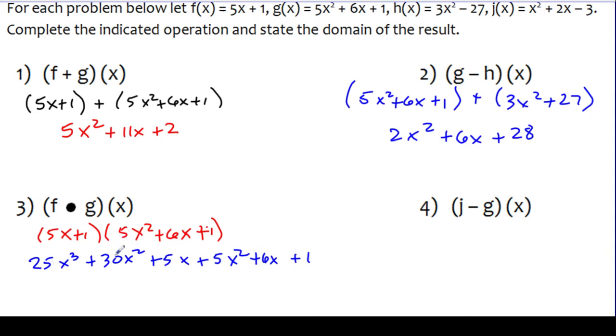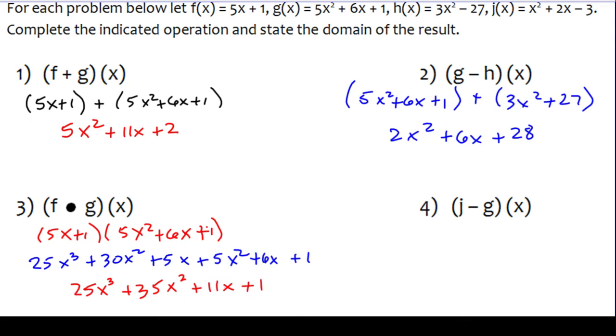25x cubed does not have other x cubed terms. And just for those of you that are thinking about it, we are not changing exponents. When I add together 30x squared plus 5x squared, I'm going to get 35 from the 30 plus 5, but I am not going to add together the exponents. Exponents do not change when we add or subtract. 5x plus 6x is 11x. And then I have this plus 1, which does not have any other like terms, so I'm just going to leave that on the end, plus 1, and that is my final answer.